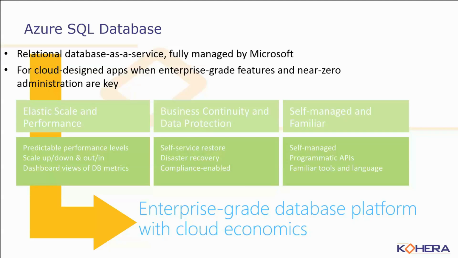So it's a relational database as a service. It's fully managed by Microsoft. And it's built for elastic scale and performance. So you can easily scale up and scale down, or scale out or scale in. You have a good dashboard view with database metrics. You can easily tweak your throughput if you want to, depending on the SKUs, which we'll take a look at in the next slide. But also the improvement there has been done since V12 on better self-service restoring and disaster recovery, and also the compliance enablement is even bigger than before.